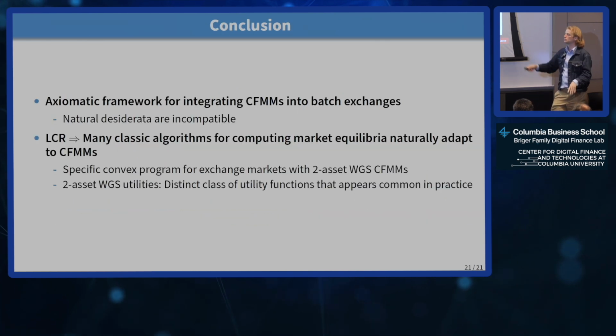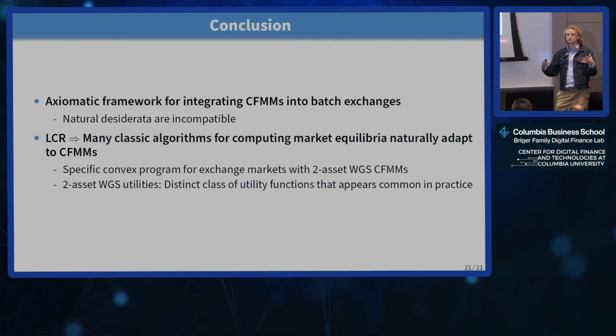So just to wrap up, what have we done? Well, we have these two mechanisms for trading in decentralized exchanges. We have batch exchanges and we have constant function market makers. We've given a basic set of axioms that we'd like to preserve when you stick them together, and shown that subject to those axioms, a bunch of natural desiderata that you'd like to get out of the combined system are actually incompatible.